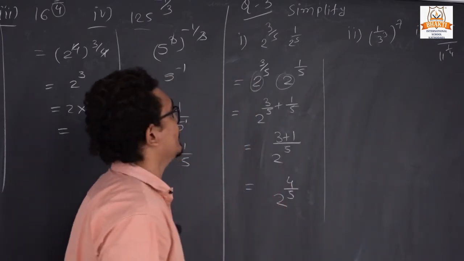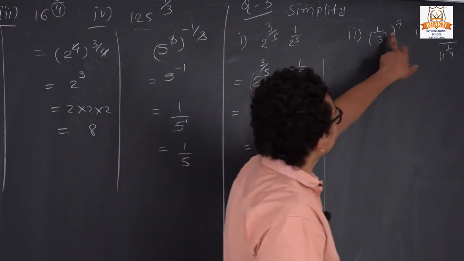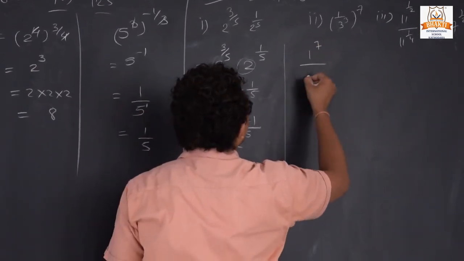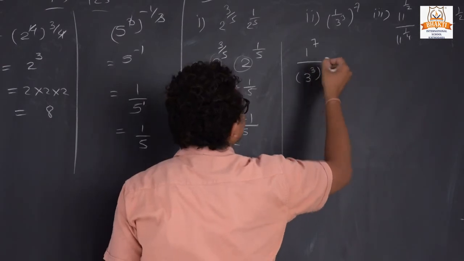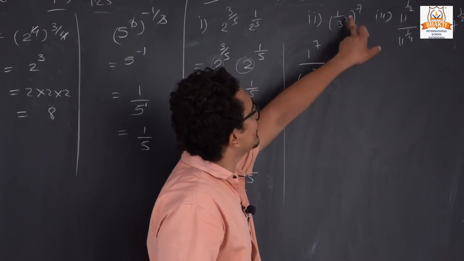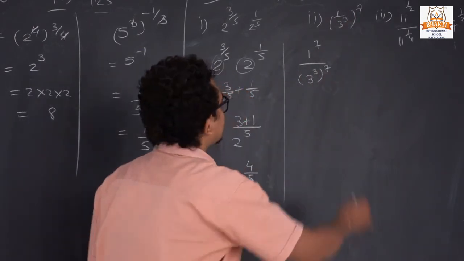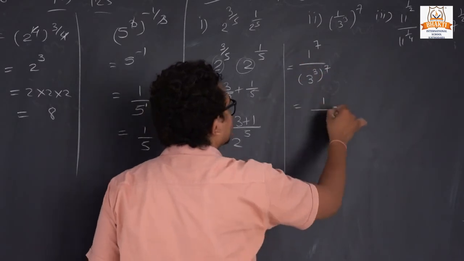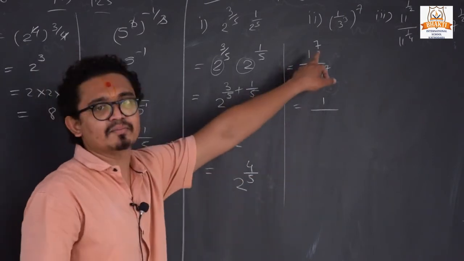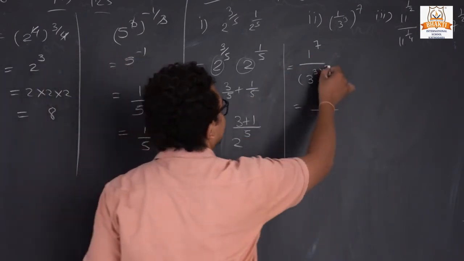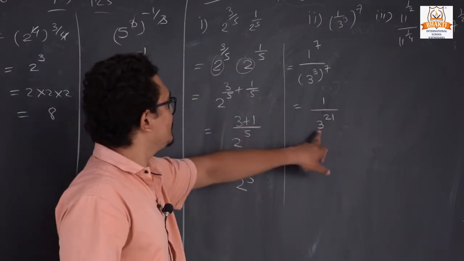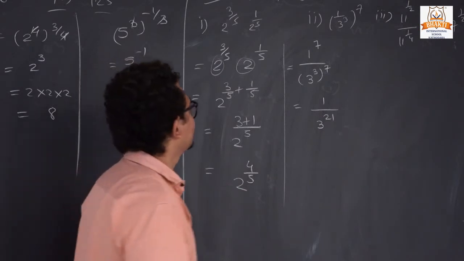Next, in question number 2, see that all raised to 7. So here we can write like that 1 raised to 7 upon 3 raised to 3 all raised to 7, because we can apply this power to both terms, numerator as well as the denominator term. But 1 raised to 7, so answer will be 1, because 1 ones are 1, 1 ones are 1, like that. So we can get 1. Now 7 3s are 21. So what is our answer? 1 upon 3 raised to 21.